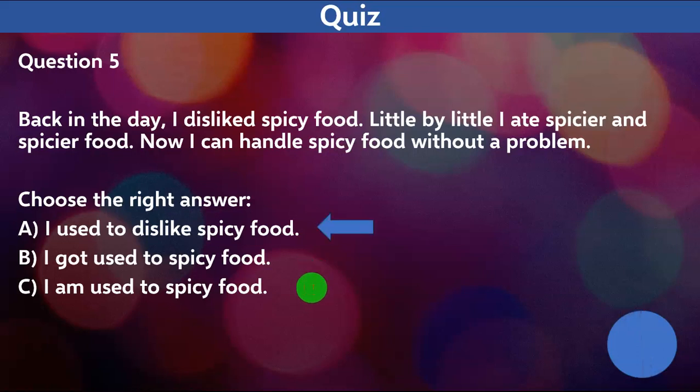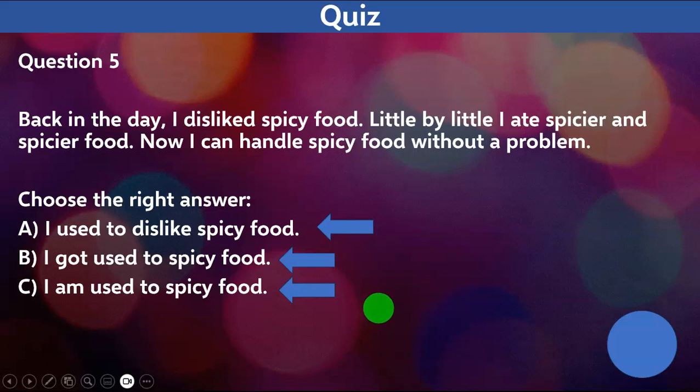Well, the answer is, first, I used to dislike spicy food, right? But in this situation, your option can also be B. I got used to spicy food because it says now I can handle spicy food. And friends, your option can also be C. That I am used to spicy food. It says I can handle spicy food without a problem. So in a way, all 3 answers can be correct in question number 5.